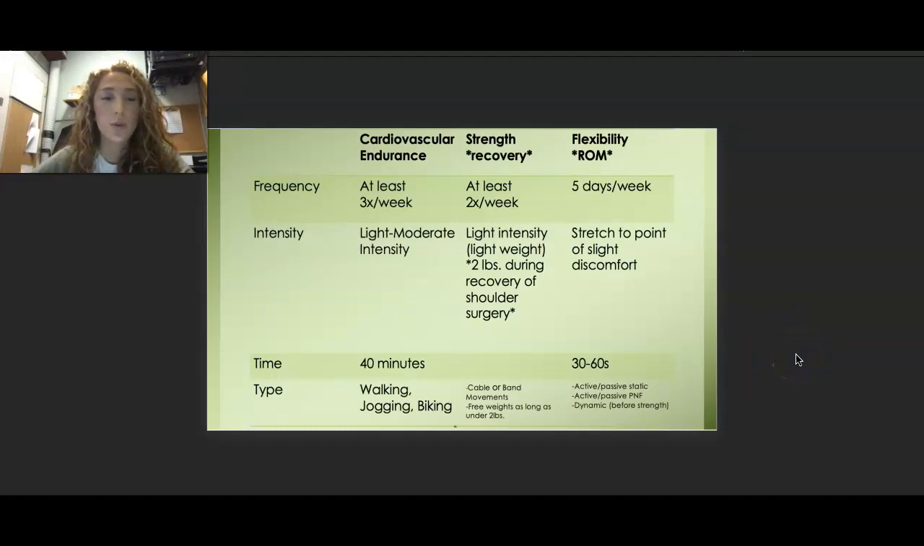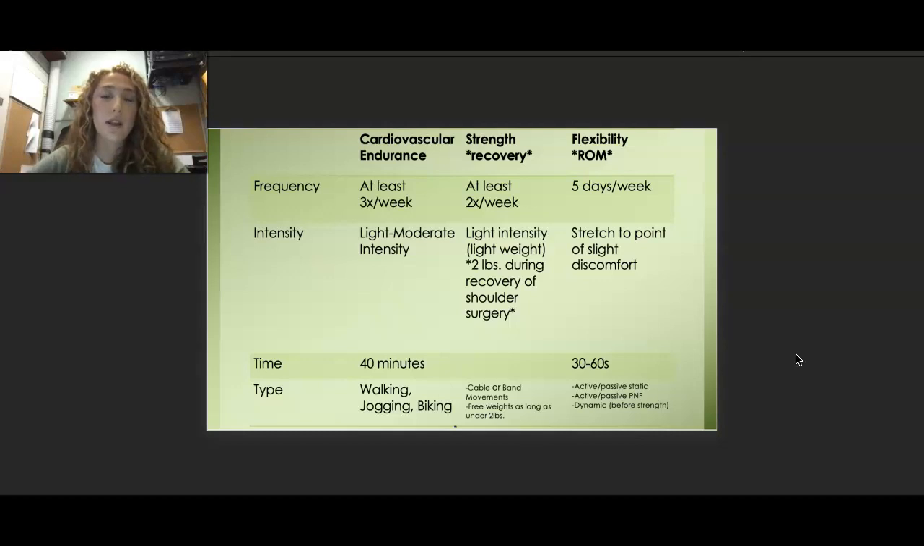So getting into the prescription, with cardiovascular endurance, we always want to include this in an exercise program just for overall health and fitness. So we wanted to make sure that we're doing that at least 3 times a week, some light to moderate intensity for about 40 minutes. Type, you can do walking, jogging, biking, swimming, anything like that.